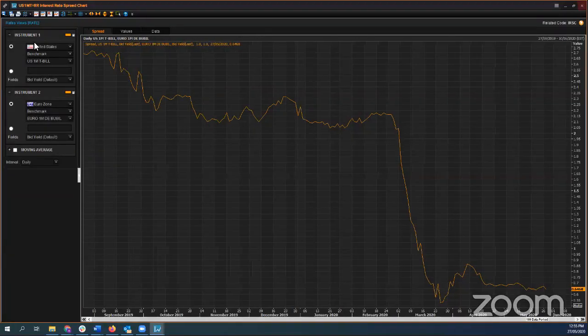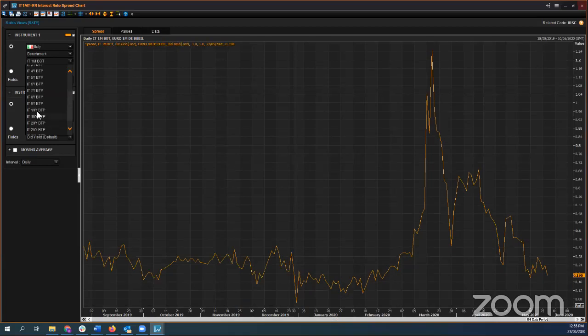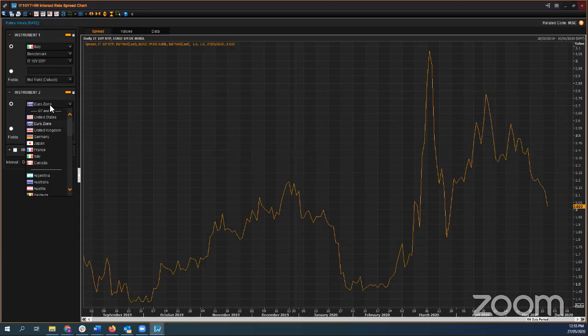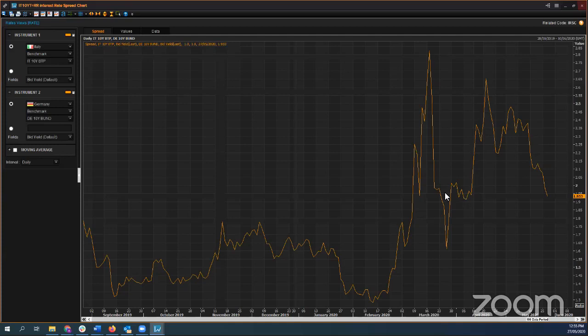So you see this one is called interest rate spread chart. And what you can do with this one is you can basically go and select, let's say, Italy, for example, and let's take the 10-year. We might need to flip this one around, but let's go to Germany, and take the 10-year. There we go. So it's exactly the same chart.